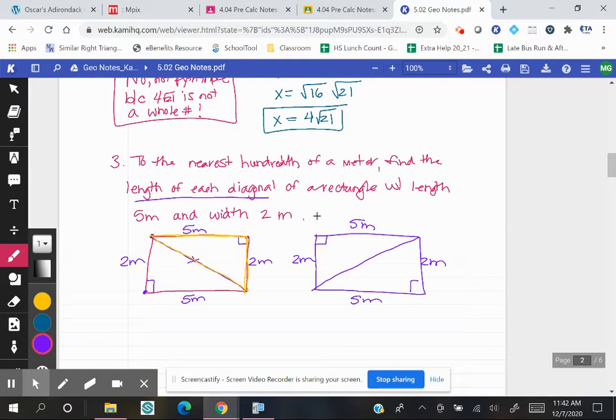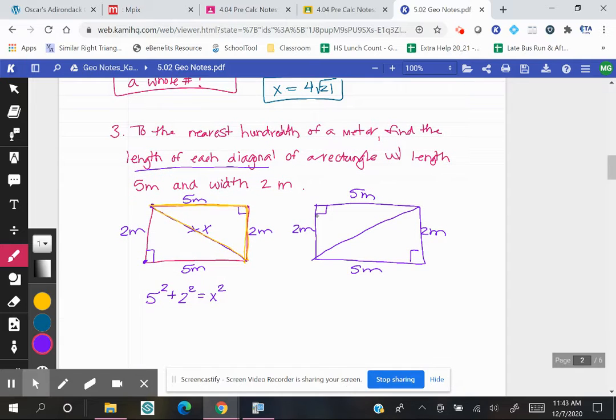It's a right triangle. How do you find the missing side of a right triangle? Well, we use Pythagorean theorem. We have 2 out of the 3 sides. So are we missing the hypotenuse? And the answer is yes. So that's your C value. So we want to set it equal to C squared. So 5 squared plus 2 squared equals x squared. 5 squared is 25. 2 squared is 4.